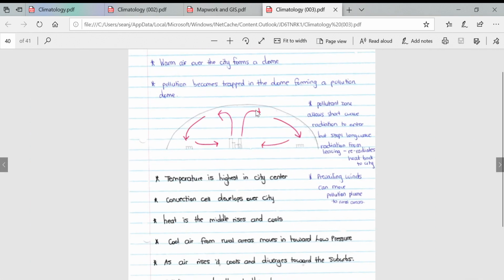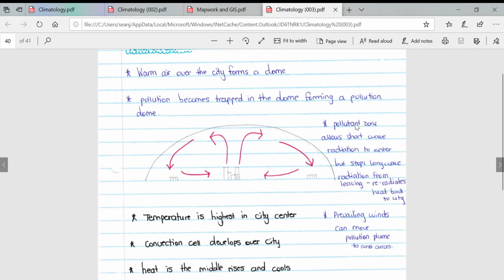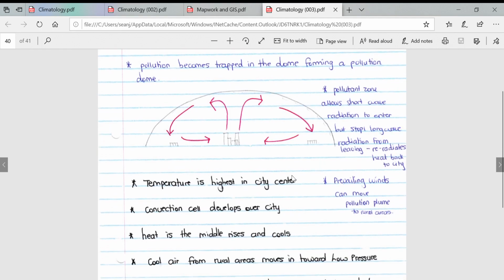If we look at pollution domes, warm air over the city forms a dome. The pollution becomes trapped in the dome, forming a pollution dome. The pollutant zone allows shortwave radiation to enter. Remember, the radiation from the sun is shortwave radiation, but it stops longwave radiation from leaving. That is obviously your terrestrial radiation trying to get back out of the atmosphere. It re-radiates the heat back to the city, which just increases the temperatures further.